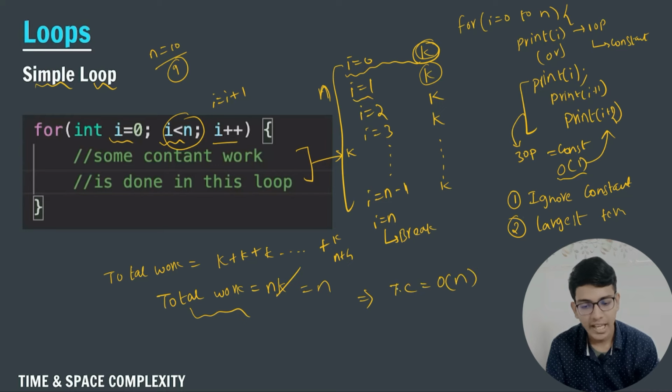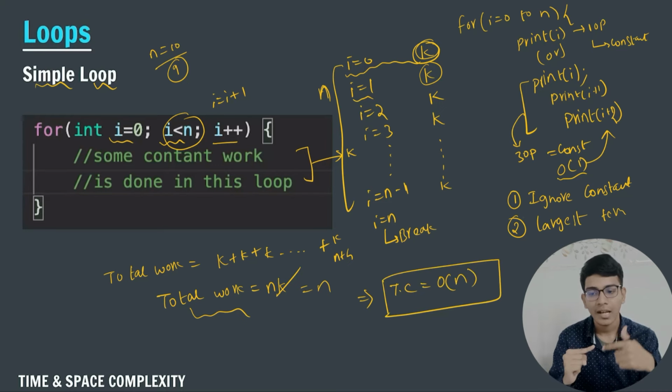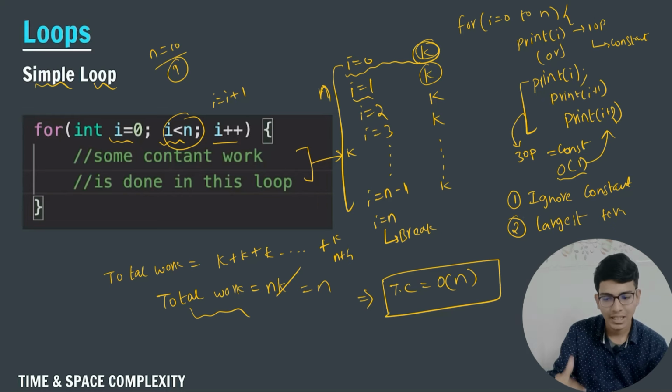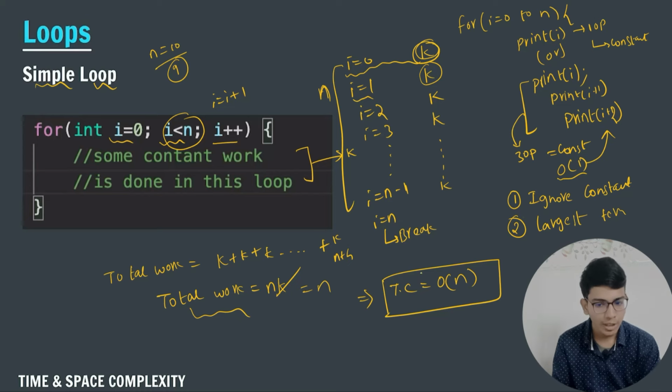So in the case of a simple single loop, when our loop runs from 0 to n times, the total work done is nk. We need to add all the operations performed by our loop, so the total work done will be nk. Here we need to first ignore constants, and after that take the largest term, and that will become our time complexity. So for a single loop, the time complexity will be big O of n.